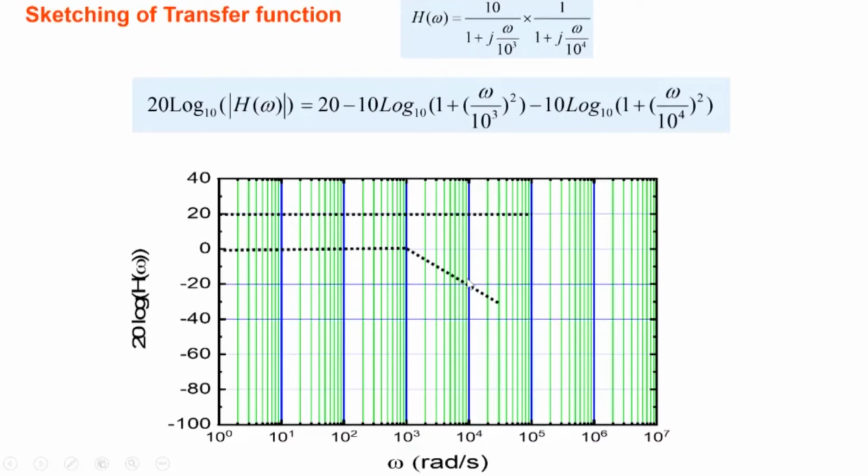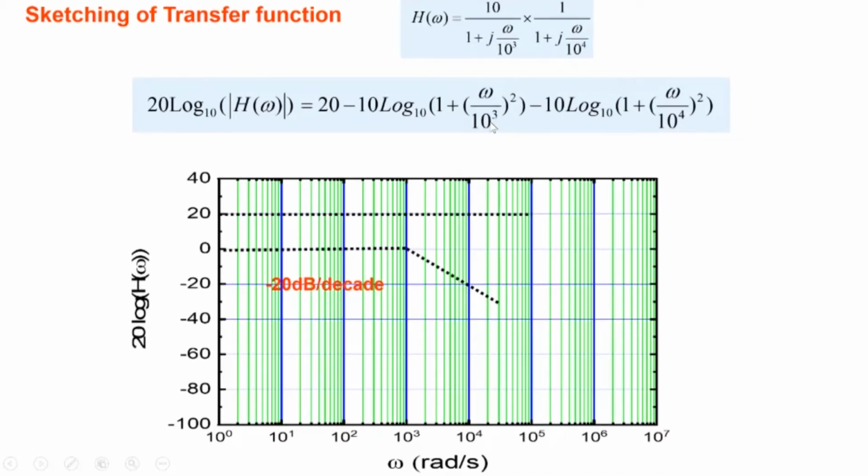Beyond that, as we have seen in the last lecture, if omega is much larger than 10 power 3, then the slope of this particular line is minus 20 dB per decade here. Because if you neglect 1 and if you increase omega by a factor of 10, then because there's a square also, the value of the magnitude changes by 20 dB here. So the second term then is 0 till this frequency here, 10 to the power 3.